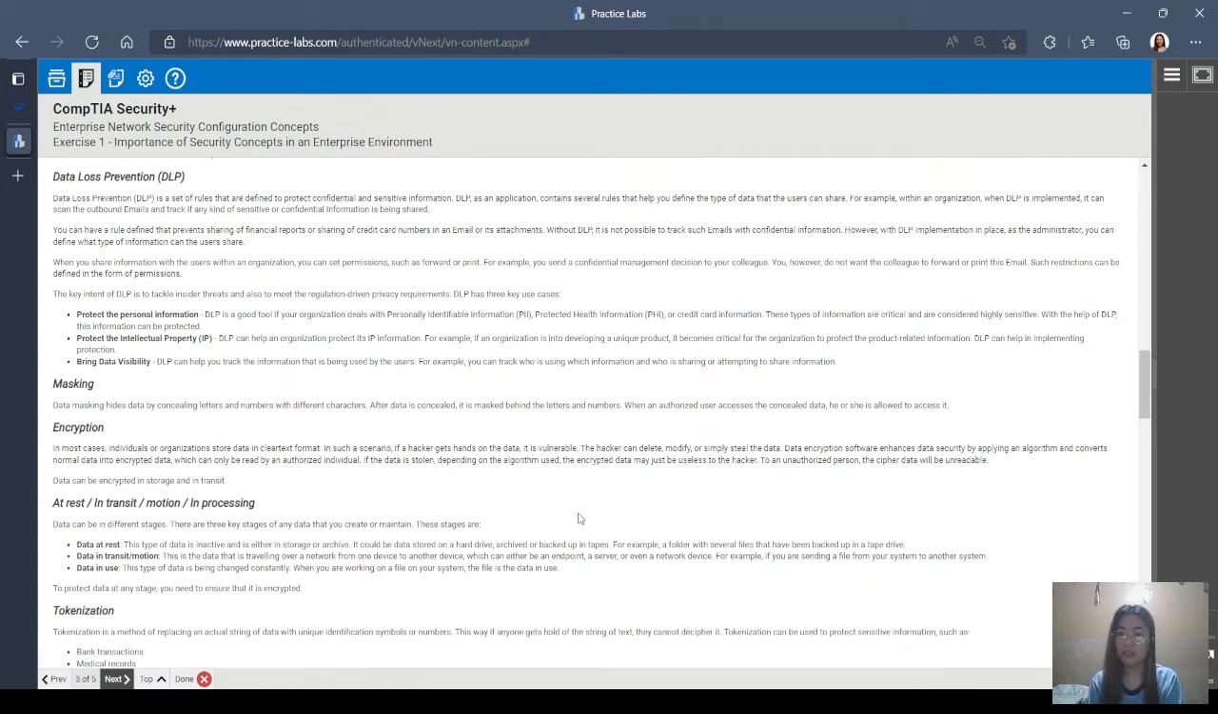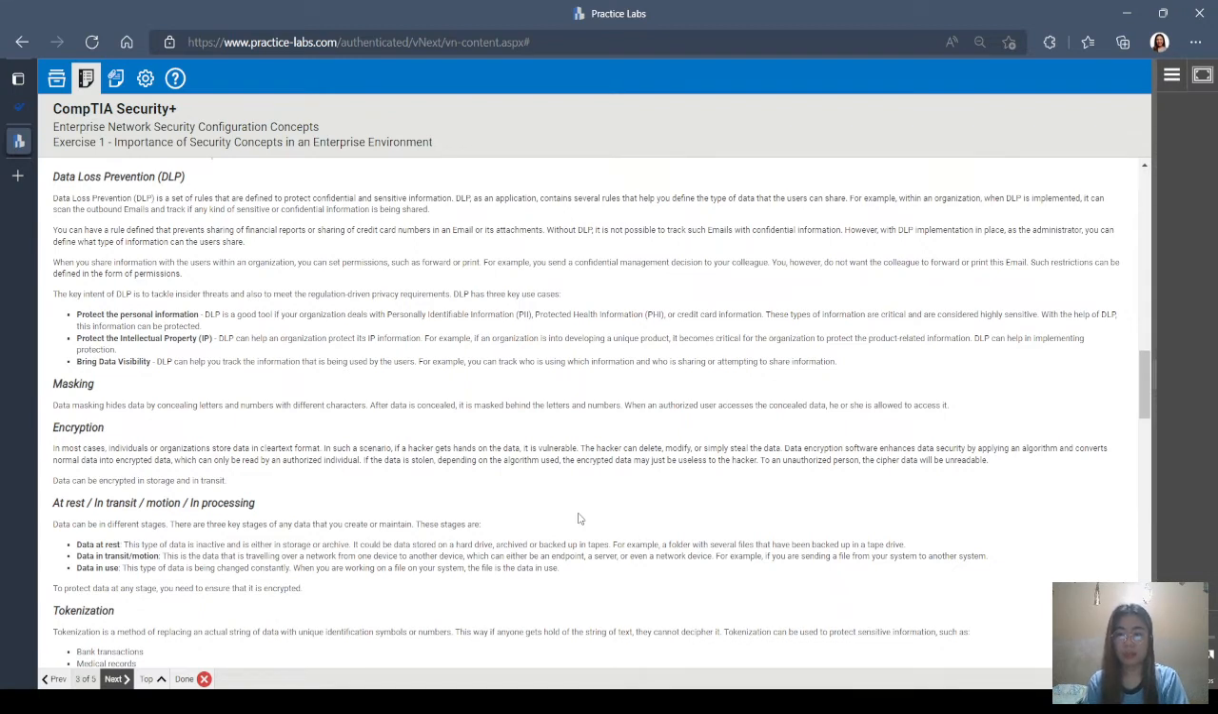DLP is a good tool if your organization deals with personally identifiable information, protected health information, or credit card information. This type of information is critical and is considered highly sensitive. With the help of DLP, this information can be protected.